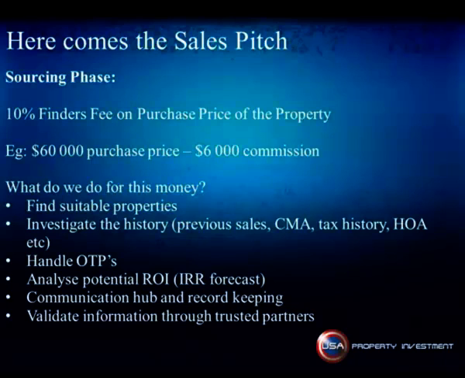You can obviously source properties yourself. All the tools are there. But if you want us to help you and do the full analysis on each property, actually find the right ones that can give you phenomenal internal rate of returns, phenomenal yields, then we charge a 10% finder's fee on the purchase price of the property. So, for example, if we find one for $60,000, we're going to charge you a $6,000 commission once you've actually purchased that property. So what do we do for that money?